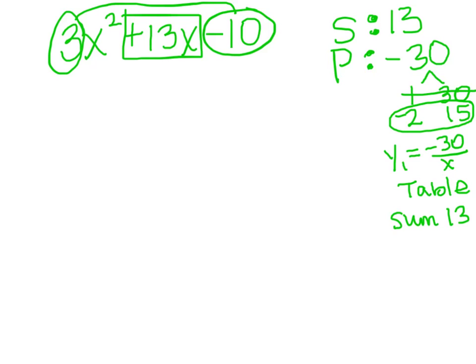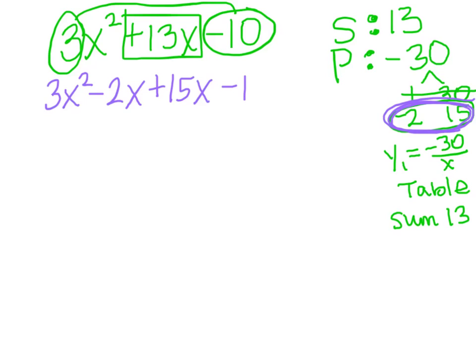Okay, let's go back to our problem and let's finish it out. So we have our two numbers. Our numbers are negative 2 and 15. So I'm going to rewrite my trinomial 3x squared, but instead of 13x, I'm going to write minus 2x and plus 15x. We can see that these two terms definitely combine to make positive 13x. So what I've written here is good.